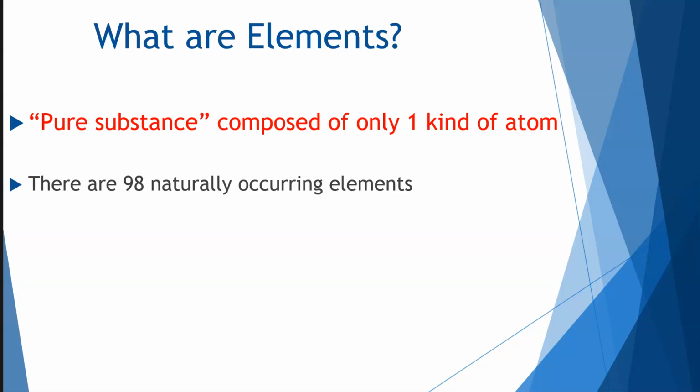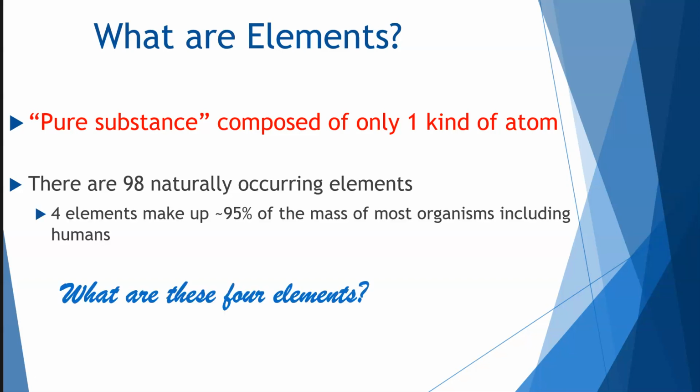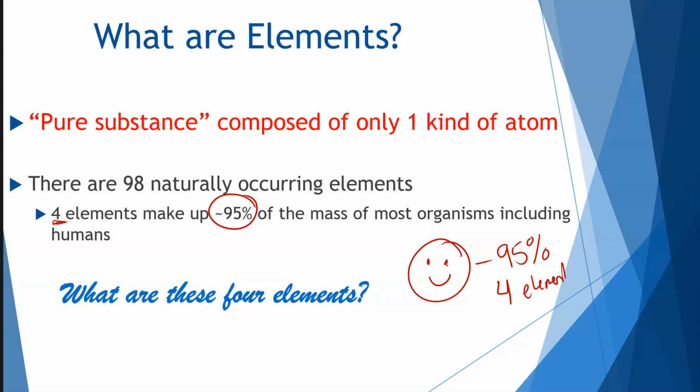There are actually 98 naturally occurring elements, and although we have a lot of other elements in the world and on Earth, only about 4 of them make up 95% of the mass of most living things. If you took a human being and analyzed the atomic composition, you would see about 95% of the human is these four elements. So think about if you know what they are.